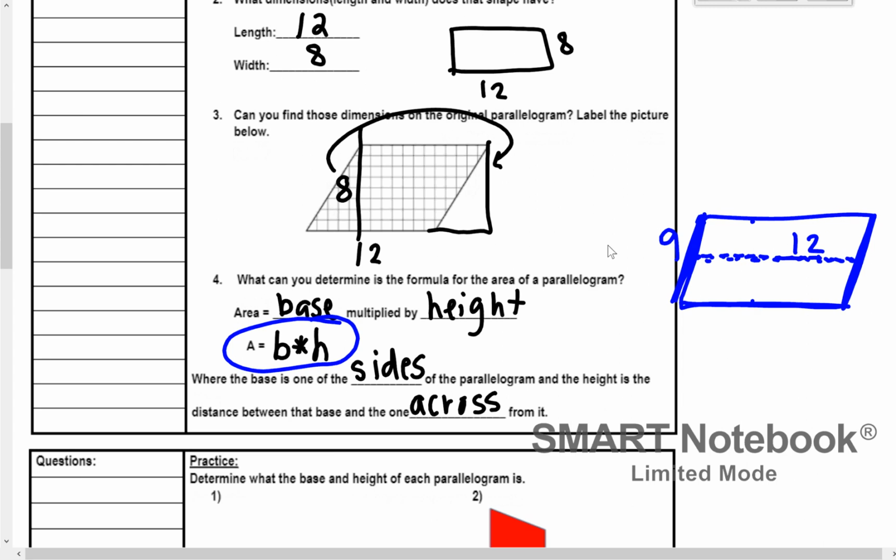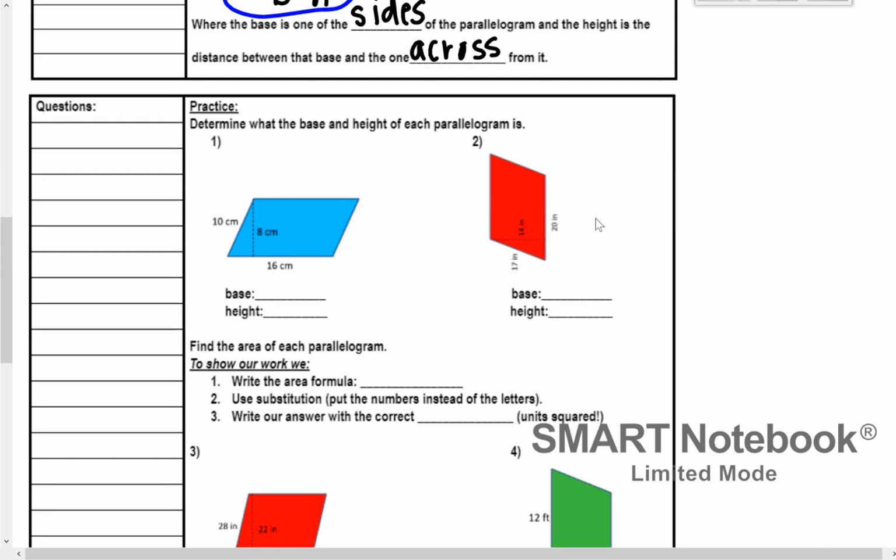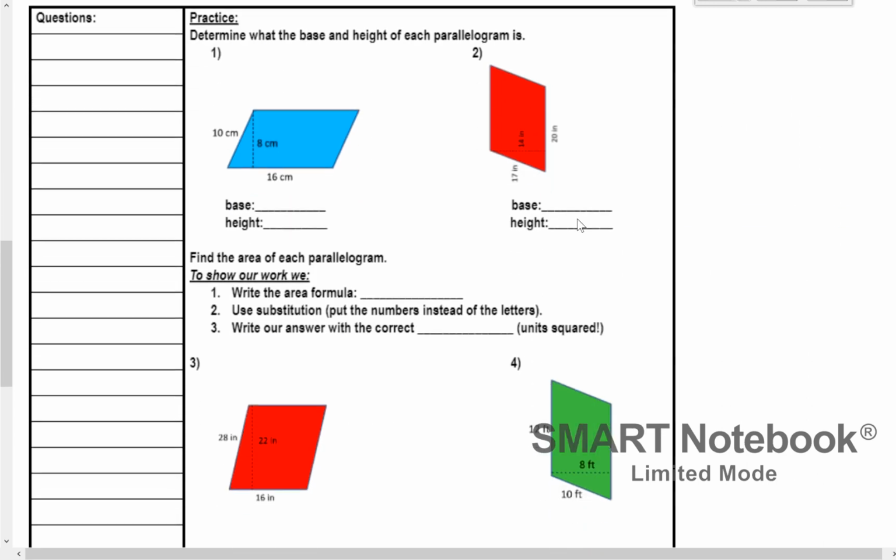Okay, so that was kind of a review of what we talked about in class. Now we're going to get into some examples that we haven't talked about. So follow along on your paper if you haven't already. We're going to determine what the base and height is of each parallelogram, okay? Because you're going to notice in both these pictures there's 3 different numbers, but we only need to use 2 of them to find the area. We only need the base and the height.